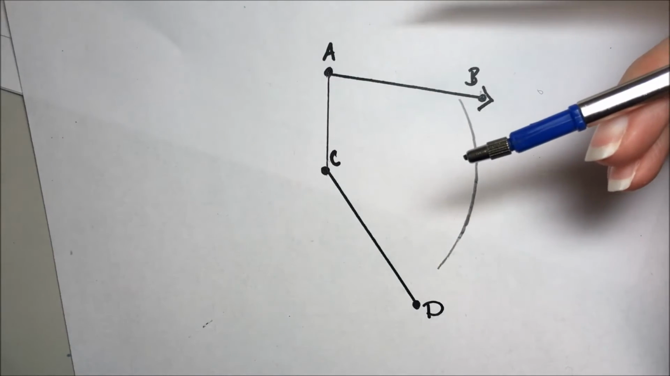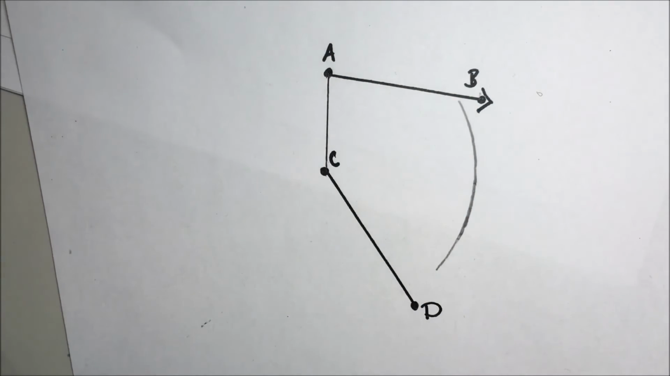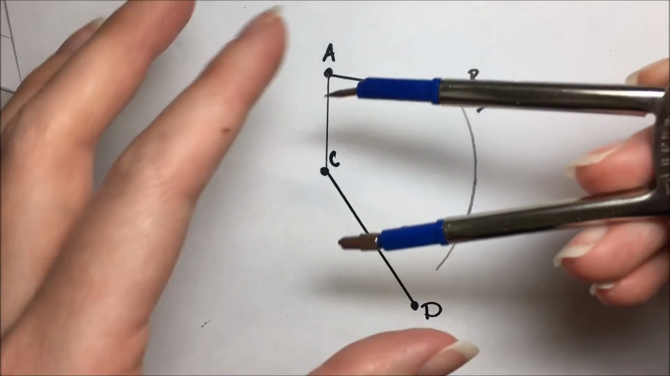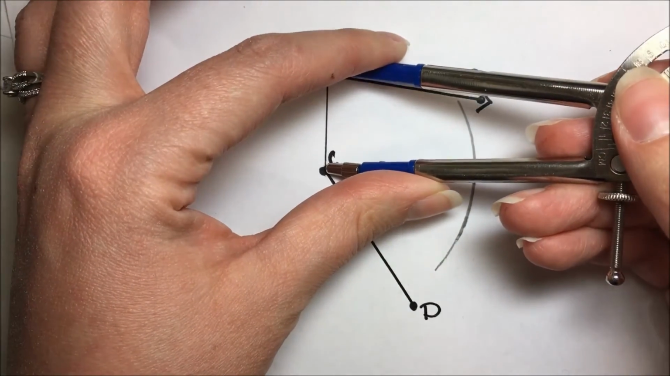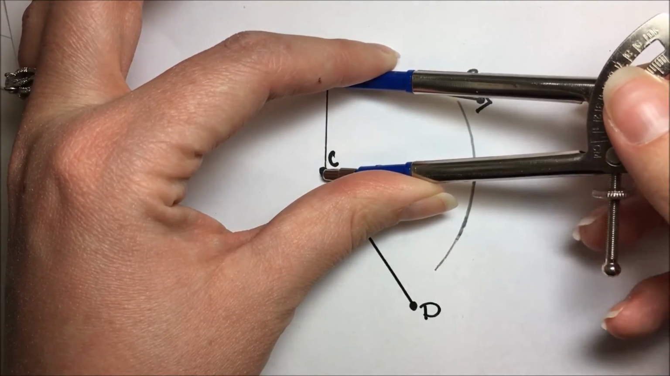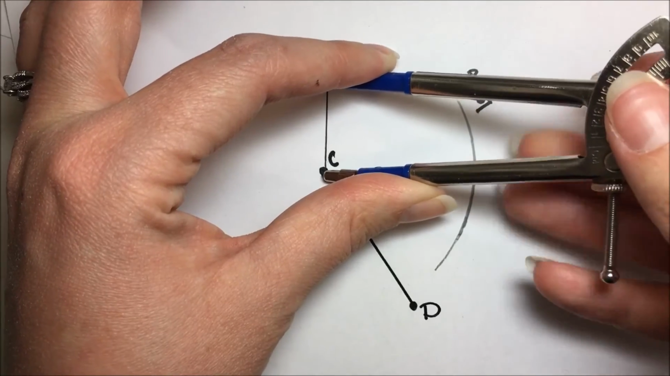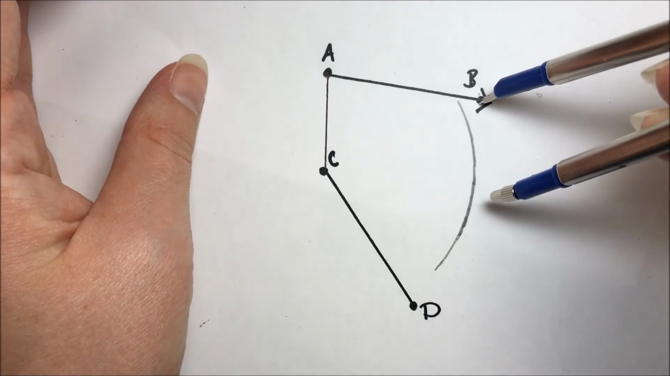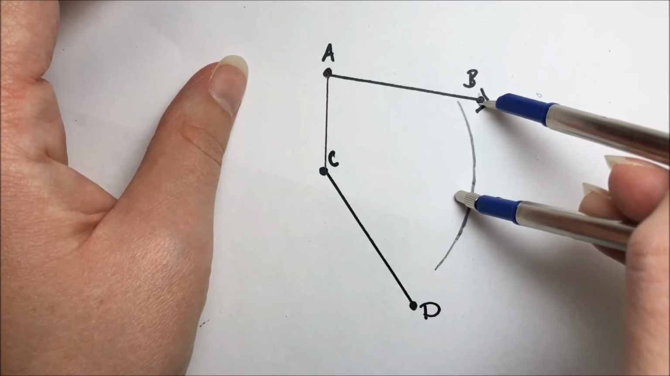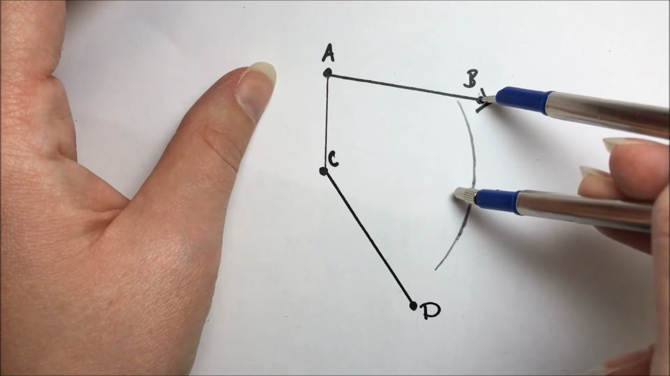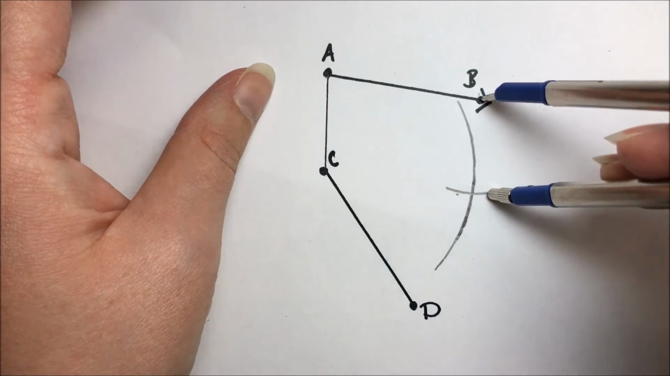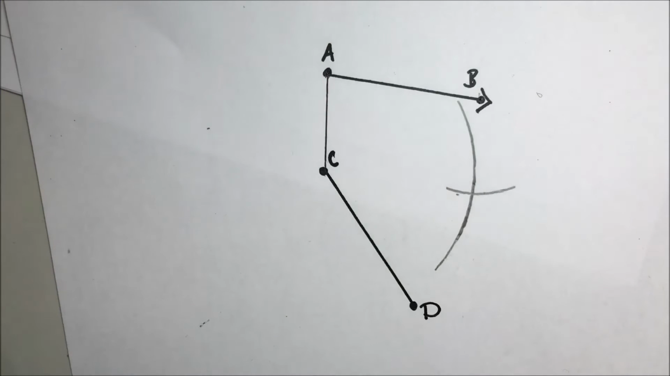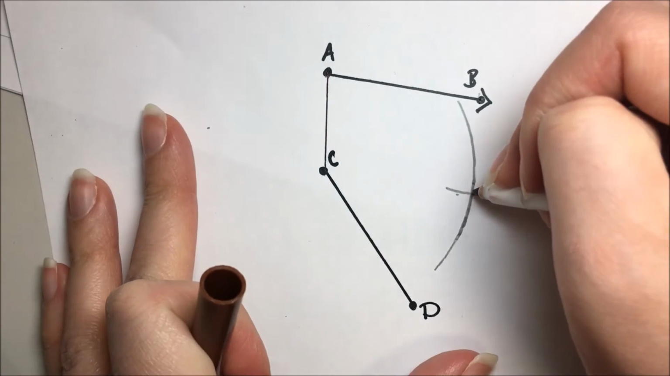Next, I'm going to measure A to C. And I know that C prime is going to be the same length away from B as C is from A. So I'll explain more in a minute. Let me just do this real quick. So I'm going to go from A to C, measure that length, and make the same circle centered at B. Make sure it's truly in the center there. And that is where C prime is going to be.